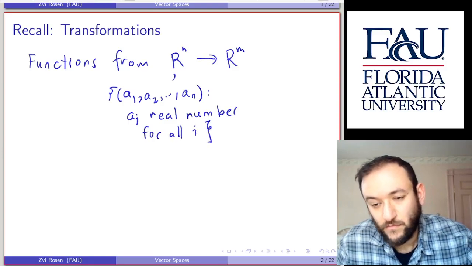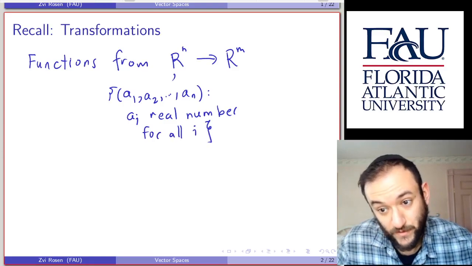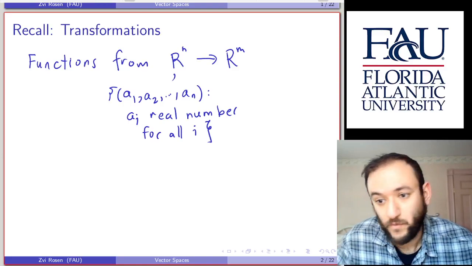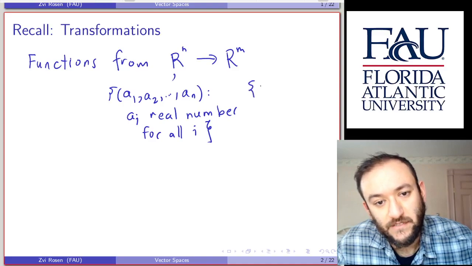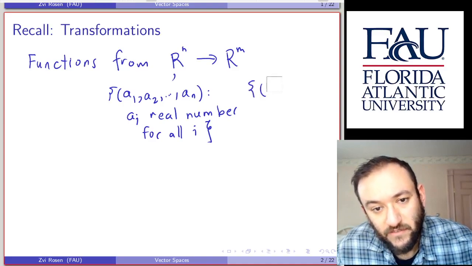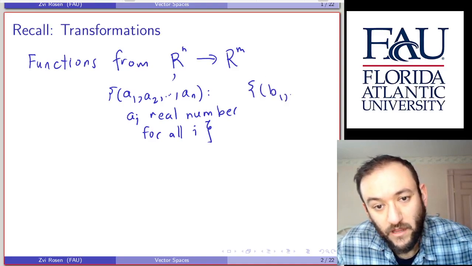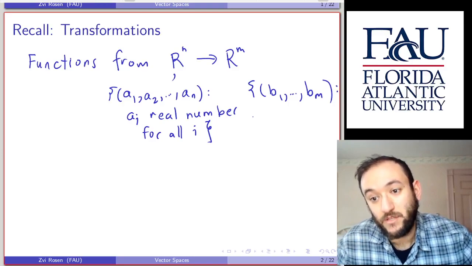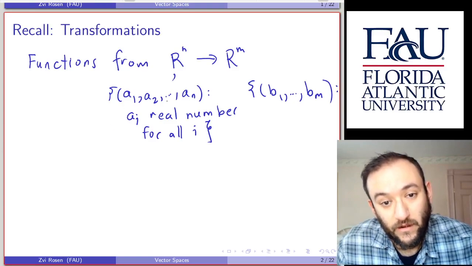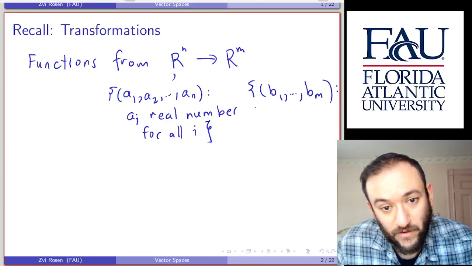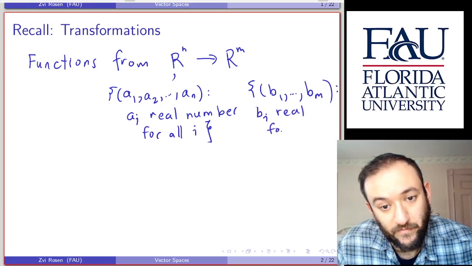And these curly braces and the colon is set builder notation, which you can look up if you haven't seen before. Rm, on the other hand, is very similar. Let's give it a different vector name. So it'll be b1 to bm. Okay, so these are m tuples, so ordered lists of m numbers, where each of these bi's is real, bi real for all i.